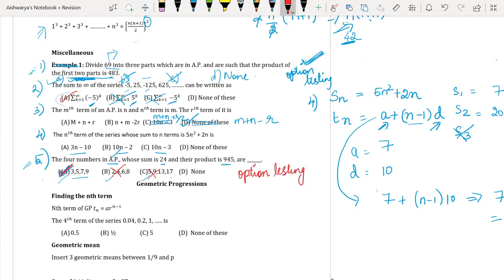Question number 1 and question number 5, I have also shown you how to solve it, but I would prefer you all to do option testing. It will save time and reduce the errors also. Any doubts? Somebody wanted to ask something?